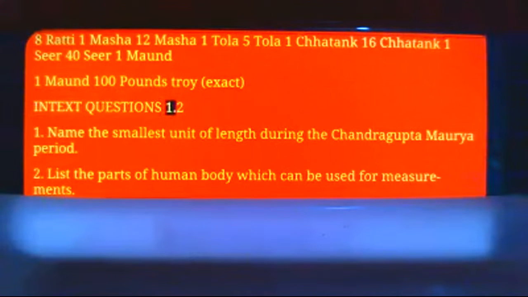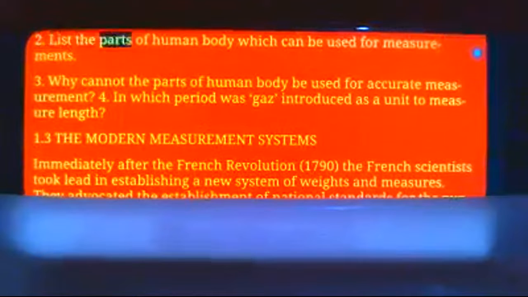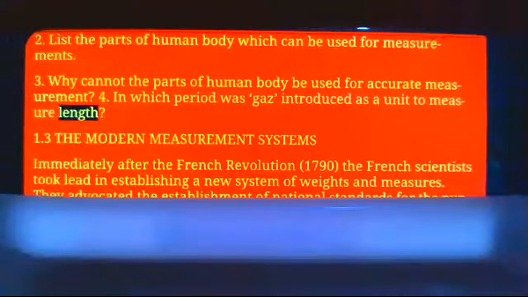Intext questions 1.2. 1. Name the smallest unit of length during the Chandragupta Maurya period. 2. List the parts of the human body which can be used for measurements. 3. Why cannot the parts of the human body be used for accurate measurement? 4. In which period was gaz introduced as a unit to measure?